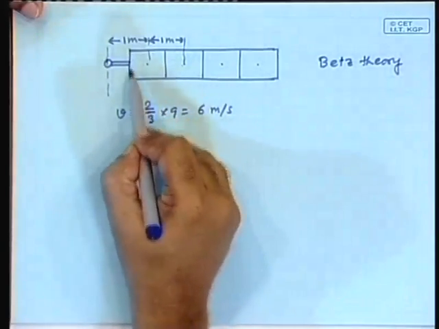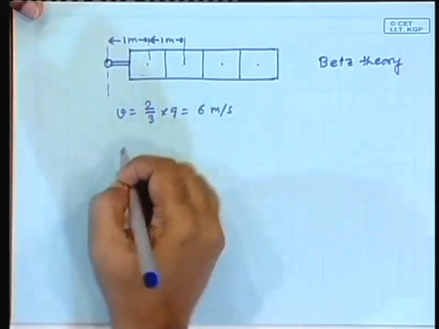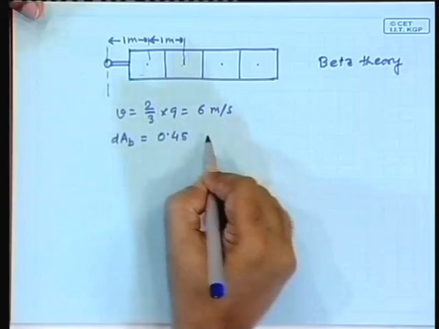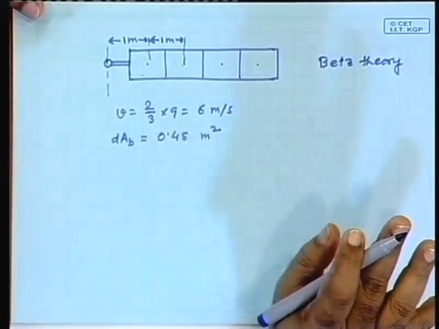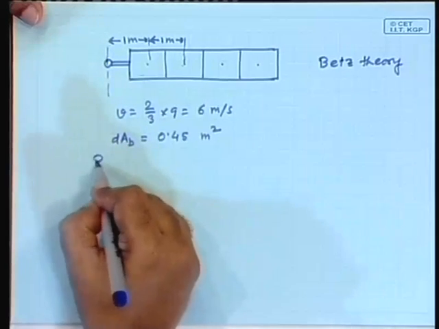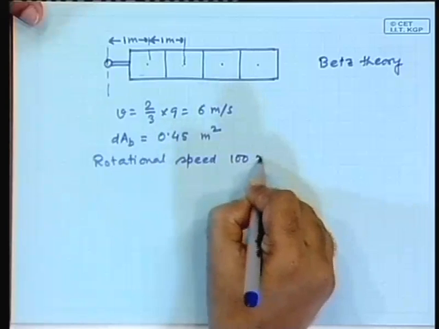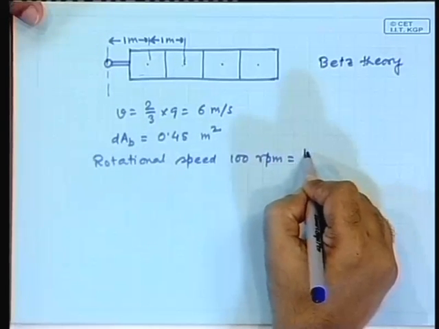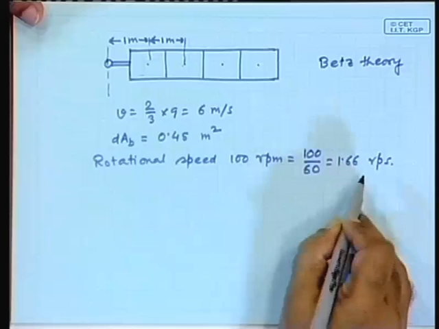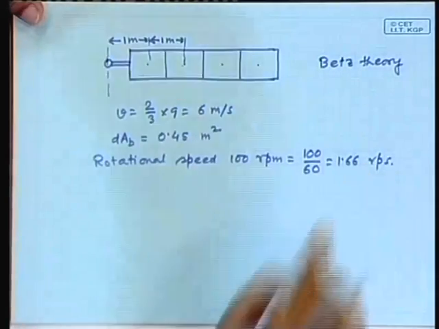Fine. Now, what is the area of each blade element? This side is 0.45 and this side is 1. So, dA for all the blade sections would be 0.45. Okay. Now, what is the rotational speed? 100 RPM is equal to 100/60, which is something like 1.66 RPS. That's what we need. Clear? So this much RPS.